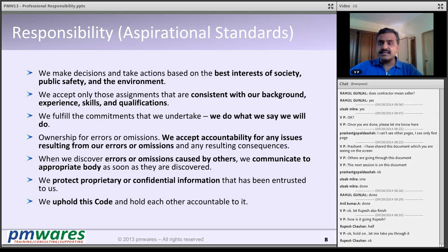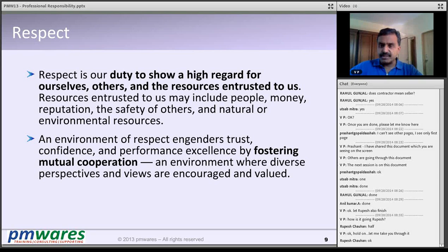What is aspirational is that of the society, in the interest of the organization, the environment around, and the country. It should not be driven by self-interest. Also, whatever work you take, whatever ownership you take, it should be consistent with your knowledge, experience, and qualifications. We should accept the accountability for the decisions we have made, or the decisions we have not made. We should also respect the intellectual property rights and the confidential information of the organization or anybody else.